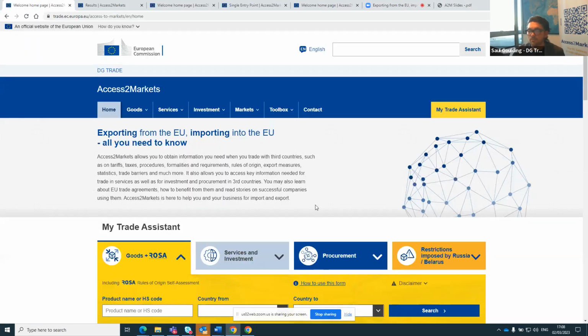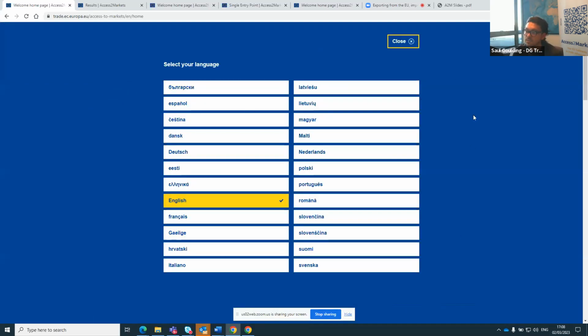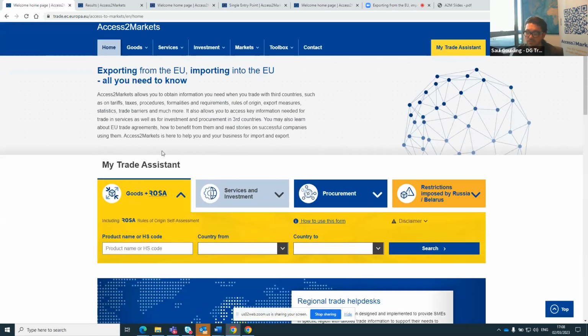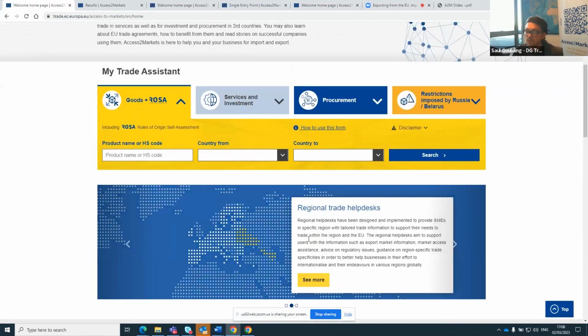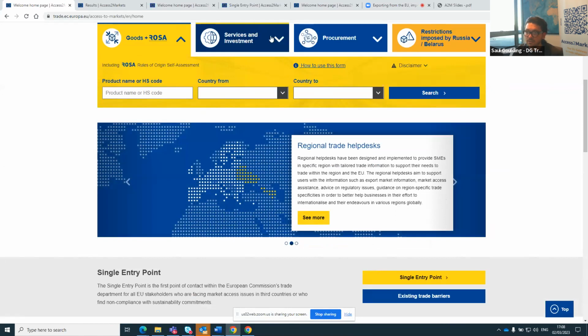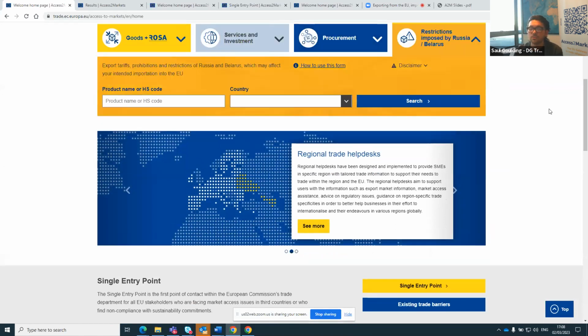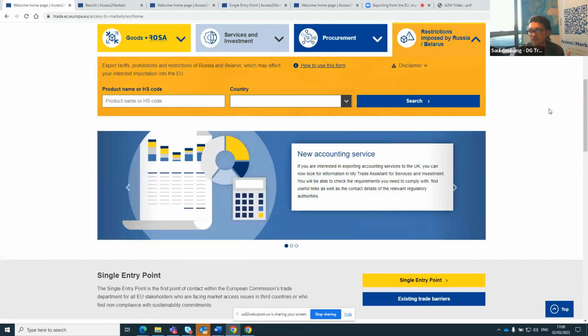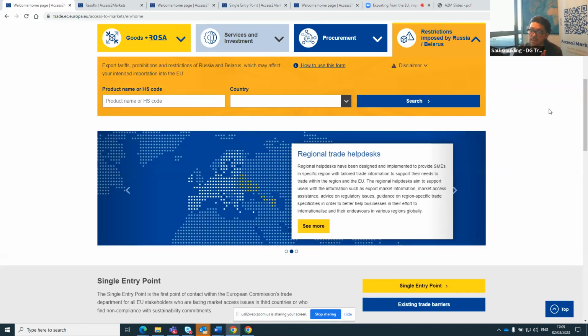So basically, when you look at the web page, you get quite a lot of information. We have made it available in different EU languages. And we have here our My Trade Assistant for Goods and Rosa, which is what I will show you. We also have our services, procurement, and we have implemented a new tool since the Russian aggression of Ukraine, which gives an overview of export tariffs, prohibitions, restrictions that Russia and Belarus have implemented.